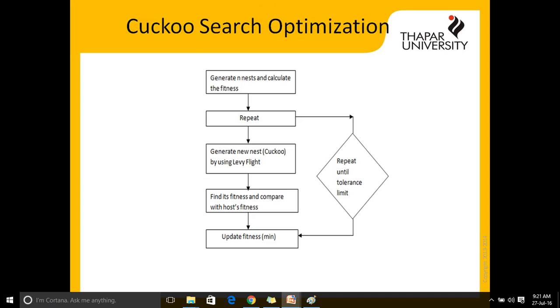Now coming on to the Cuckoo search. The subbands from the DTCWT are fed into Cuckoo search for optimization. Here we'll generate n nests and calculate their fitness. These are the host nests, and then under the repeat block we'll generate a new nest, that is, we'll lay the cuckoo egg in some host nest, and then we'll calculate its fitness and compare it with the host fitness. If the fitness of the cuckoo's egg is better than the host nest, then we'll replace the host nest with the cuckoo egg.